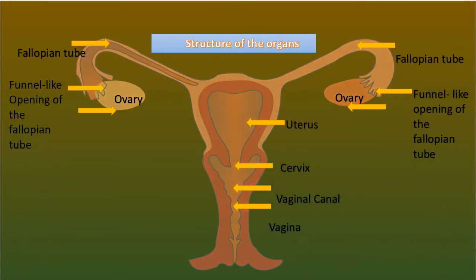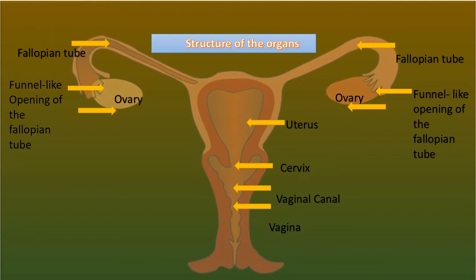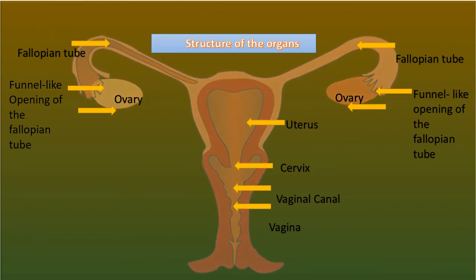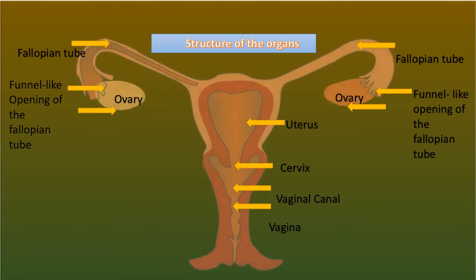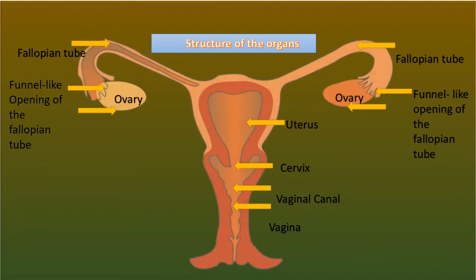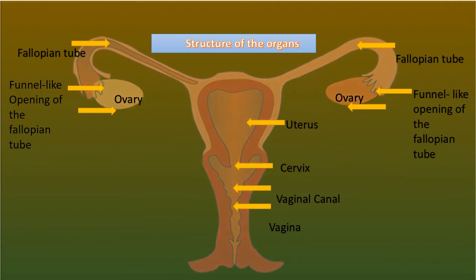We are looking at the female reproductive system. We're looking at the structure of each organ. Now there are several parts that make up the female reproductive system, and we're going to look at each individually. So we're going to start off by looking at the ovary, and there are more than one.